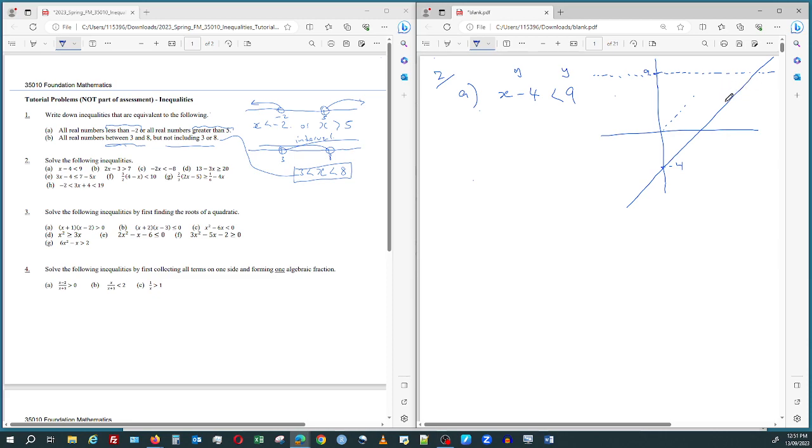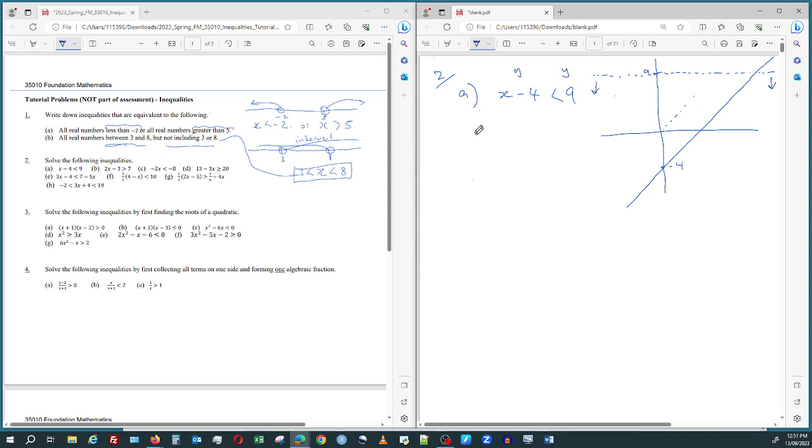So the question then becomes, how do we interpret this? Which way means less than 9? Well, less than 9 would be this. So somewhere here there's a less than, so we're going underneath the 9 and not including the 9. And then we've got to understand how that works.